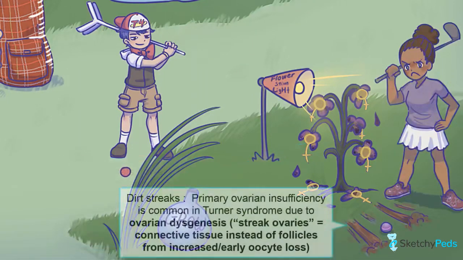The primary ovarian insufficiency is due to the presence of ovarian dysgenesis or streak ovaries, which means the ovaries are largely made up of connective tissue rather than being filled with follicles. These streak gonads, depicted by the streaks in the dirt as this girl attempts to get her ball out of the thick rough, are formed due to increased oocyte loss, starting as a fetus, indicating that the presence of two X chromosomes must be necessary for some aspects of oocyte survival.